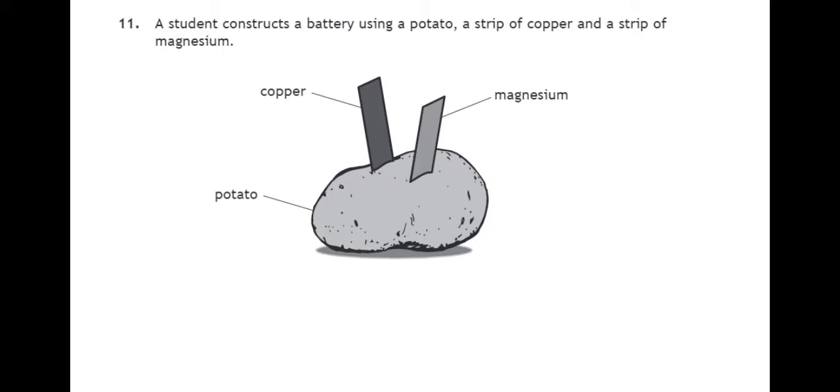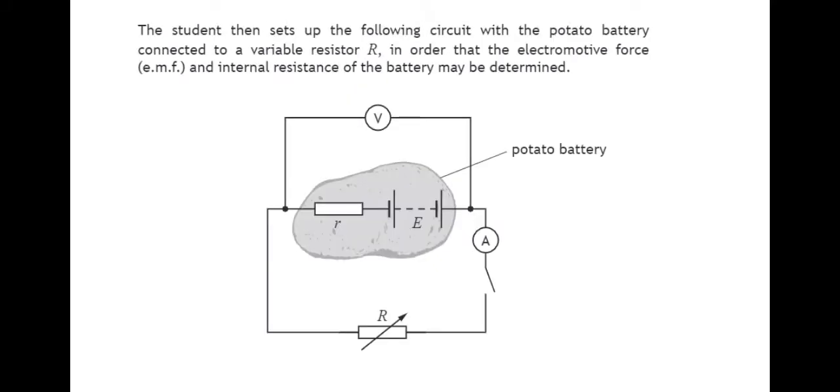And we can see that in the diagram here. The student then sets up the following circuit with the potato battery connected to a variable resistor R in order that the electromotive force, EMF, and internal resistance r of the battery may be measured.